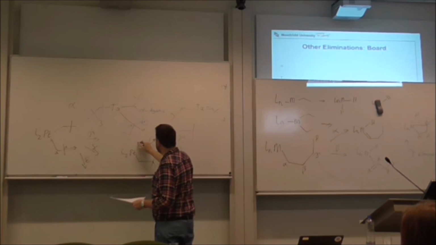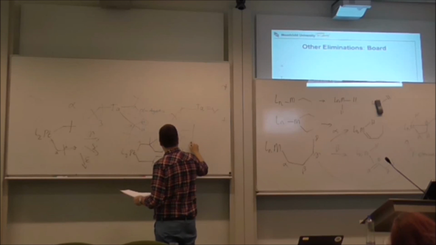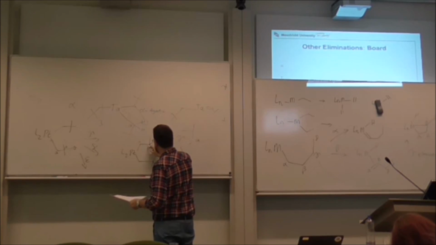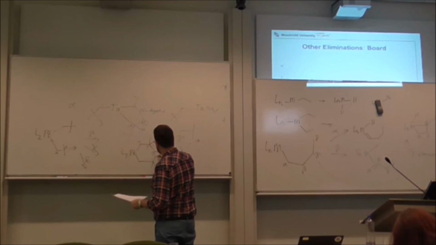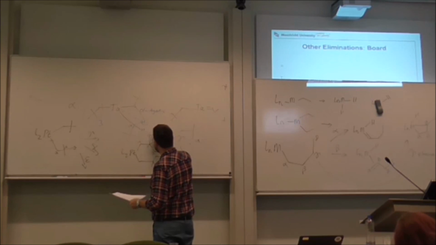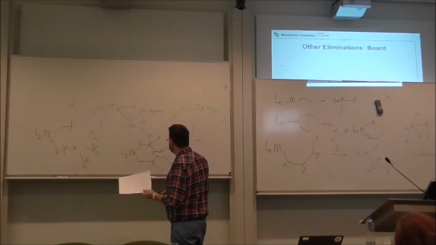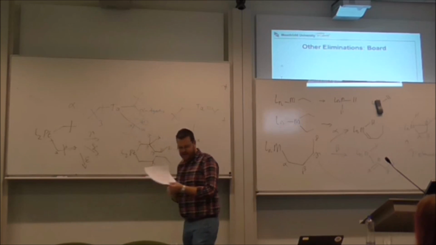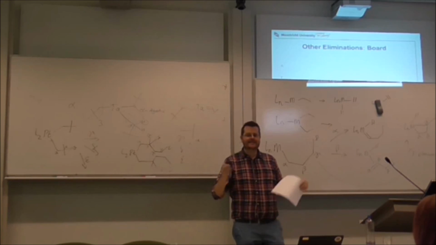What about alpha? Alpha, yes, it can undergo alpha as well. Alpha, beta, gamma, delta, epsilon. So there's actually two gamma positions. Three. These two and these two. And they each get different products. So you get a whole mess.